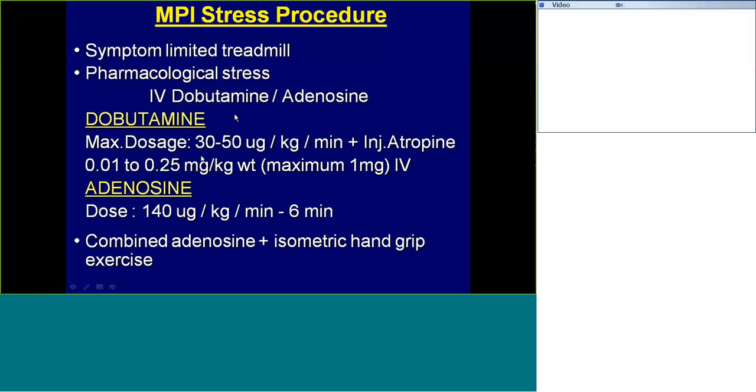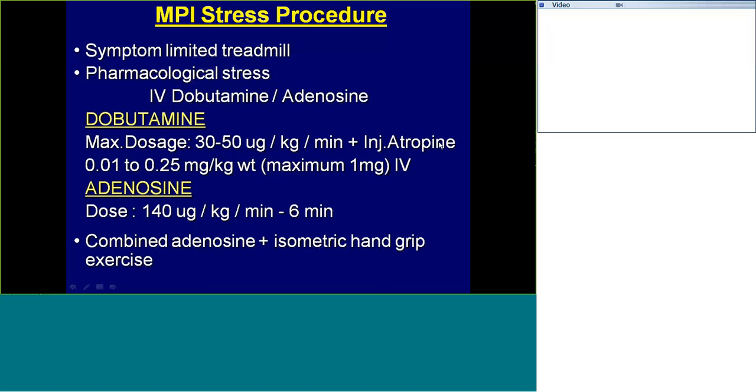When we use dobutamine, we go up to a maximum of 50 microgram per kilogram body weight. We normally start with 10 microgram per kilogram body weight, and every third minute we increase the dobutamine dose to 15, 20, 25 like that, up to a maximum of 50 microgram. In adults, the maximum dosage is around 40 microgram, but because the target heart rate in children is so high, we always augment the rate of contraction by increasing the dosage up to 50 microgram.